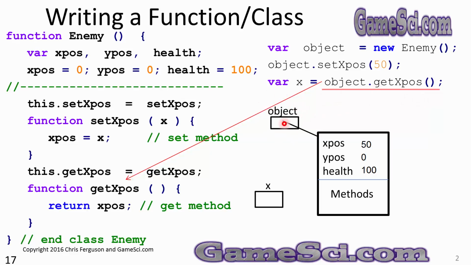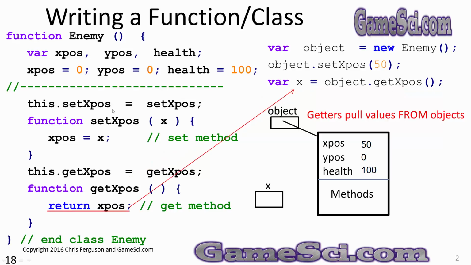The dot says follow this reference and go inside the object variable. Inside the object variable, I want to access the method getExposition. So this line of code is going to jump and run getExposition. GetExposition runs, it will simply return the current value stored in the object. Whatever's in exposition, in this case 50, should be sent back to the calling routine. Getters pull values from objects. Getters get a value out of the object.